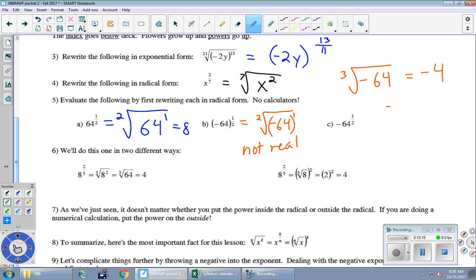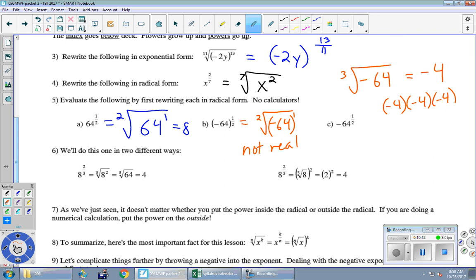If this is correct, then negative 4 times negative 4 times negative 4, 3 copies, should give us the original negative 64. Does it? It does. So the answer to this one is actually negative 4. It's not a real number? No, it's negative 4. It's totally fine. What makes that one okay, but the square root no good?